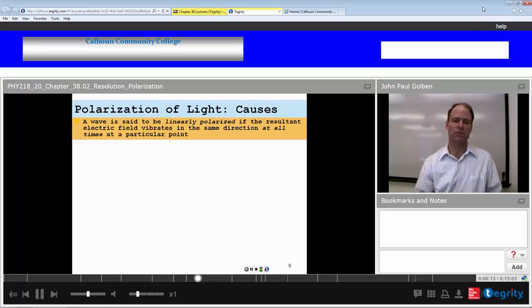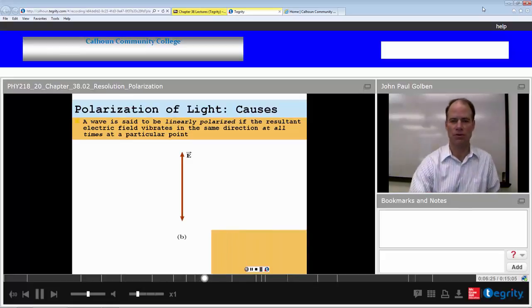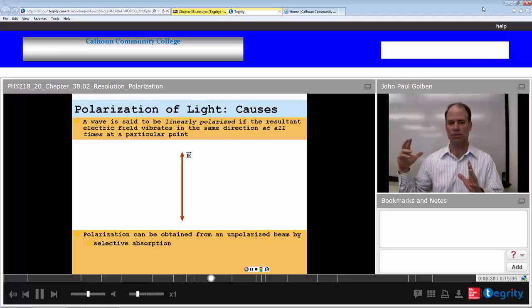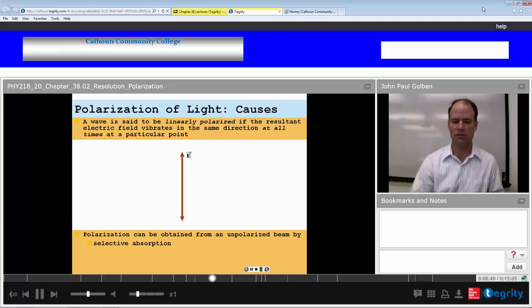A wave is said to be linearly polarized if the resultant electric field vibrates in the same direction at all times in a particular point. In other words, if it's linear directed at all times, that would be polarized. This could happen if you had selective absorption, so a material absorbed selectively in one direction and allowed it to transmit preferentially in the other direction, giving you a polarized light.